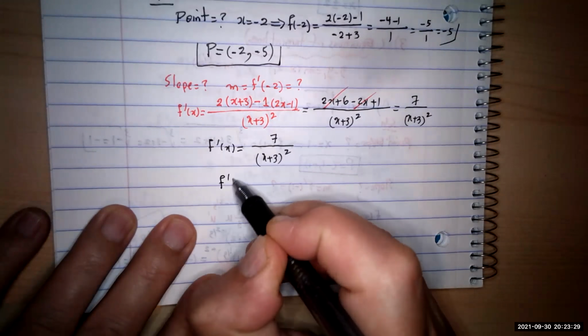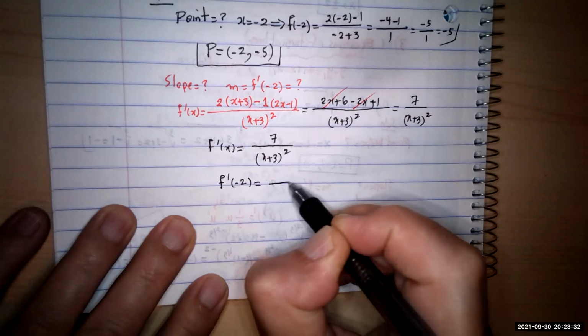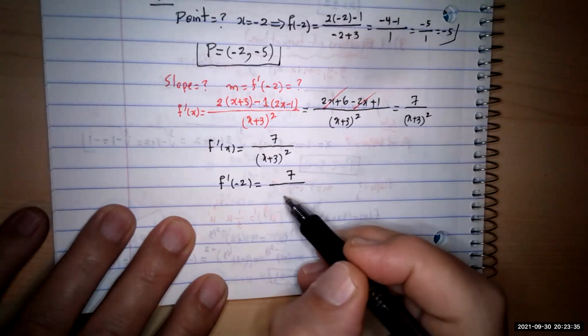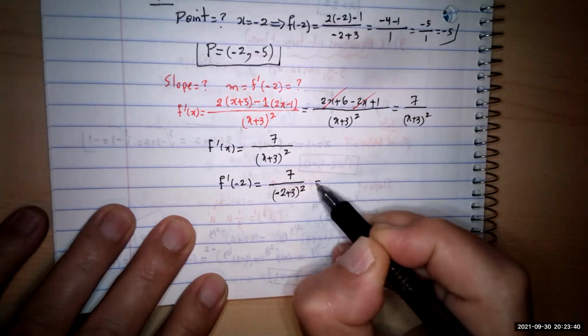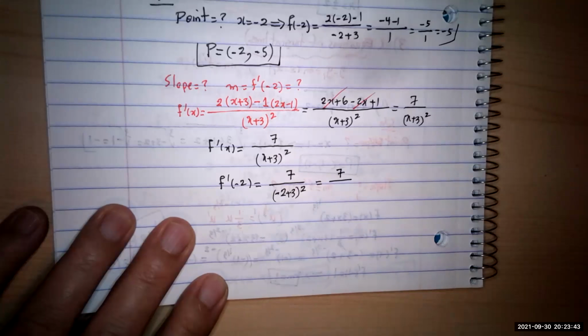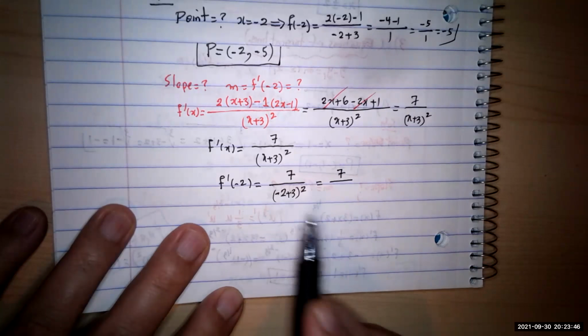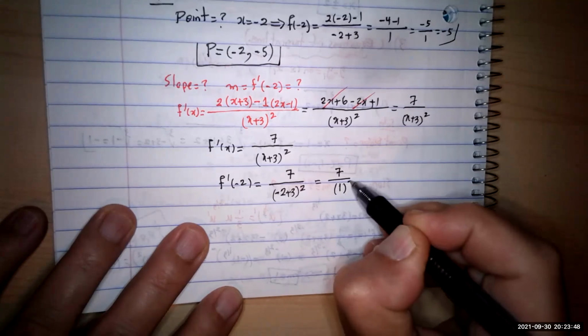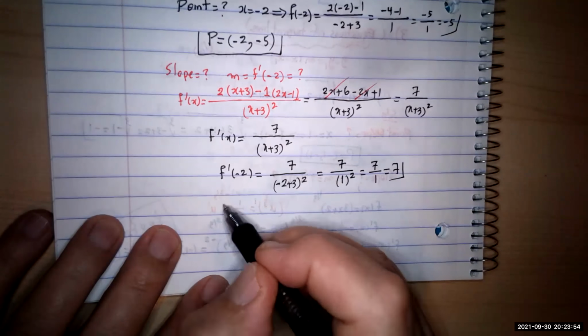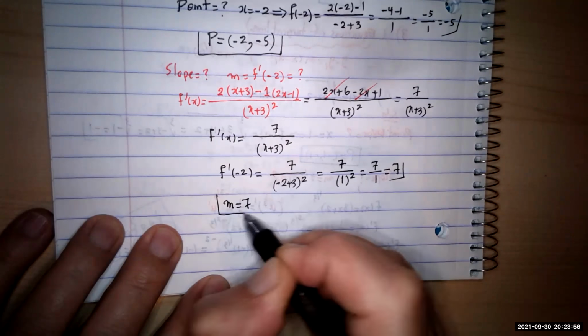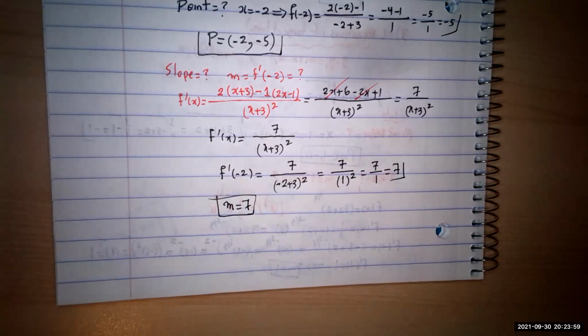So what's going to be f prime of -2? It's a 7 on the top, over -2 plus 3, all squared. So the top would be 7. The bottom one is -2 plus 3, which is 1, and 1 squared is 1. So that gives you 7. This means the slope is going to be 7. Any question? So: quotient rule, simplify, then substitute to get the slope.